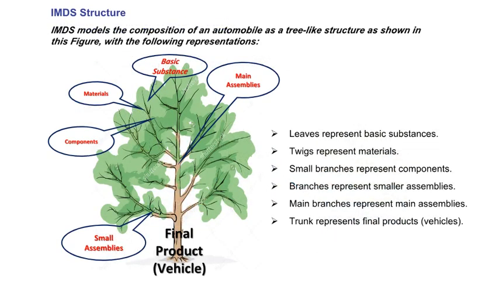IMDS models the composition of an automobile as a tree-like structure as shown in this figure, with the following representations. Leaves represent basic substances. Twigs represent materials. Small branches represent components. Branches represent smaller assemblies. Main branches represent main assemblies. The trunk represents final products, vehicles.